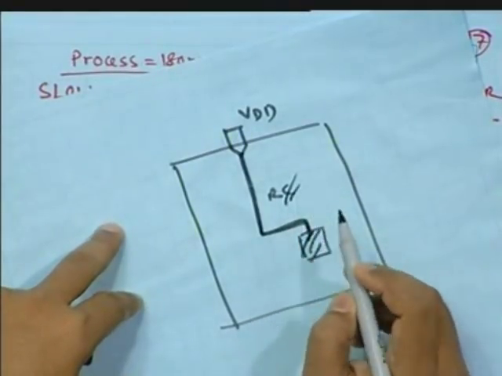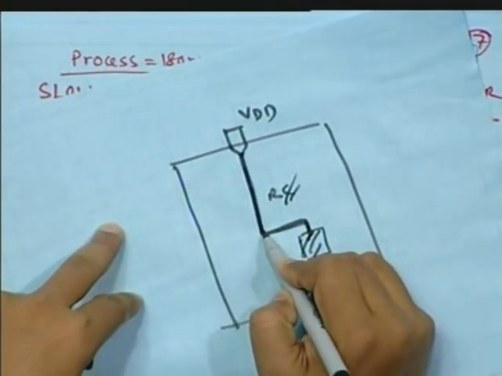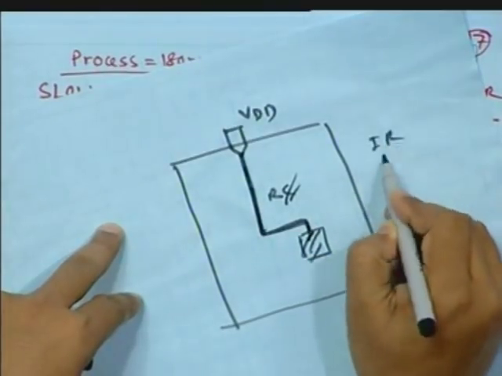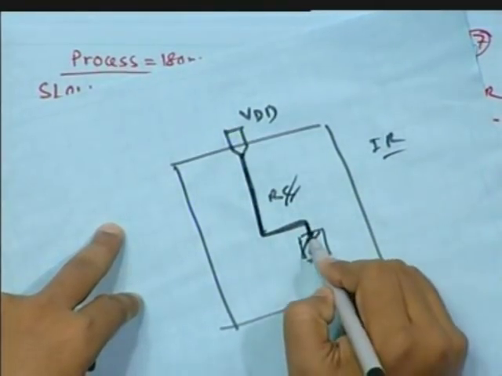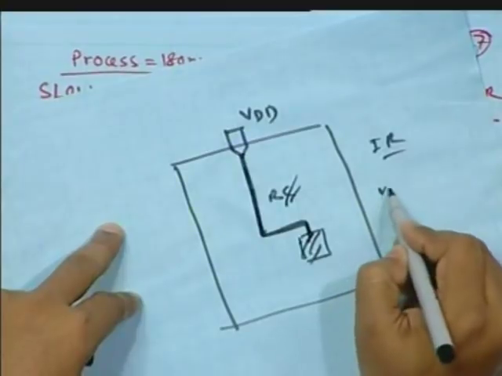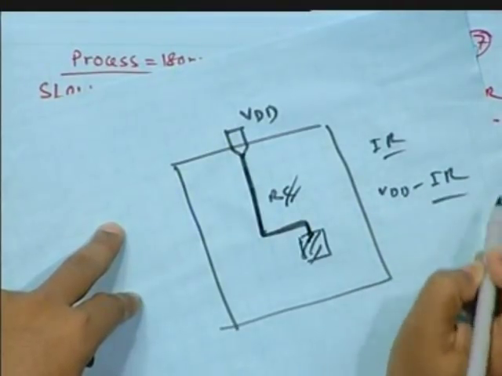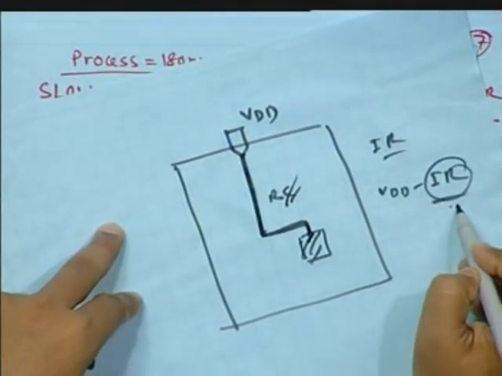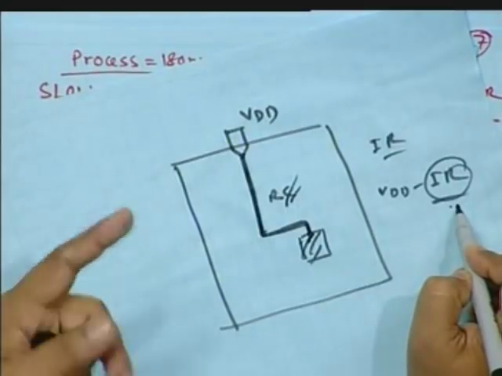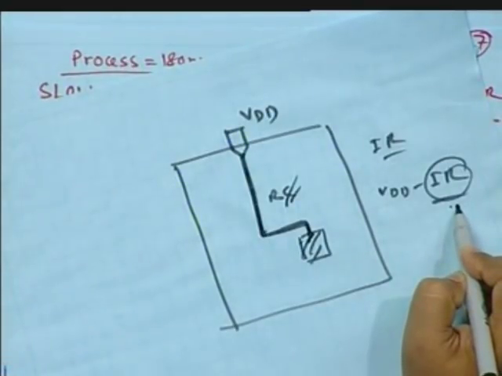So C you remove. So the current will flow through this, right? So I into R is what? IR. So the voltage will definitely drop here. What is that? This VDD minus I into R, right? So this is called IR drop. You have to do IR drop analysis also in the back end. That is more difficult stuff.